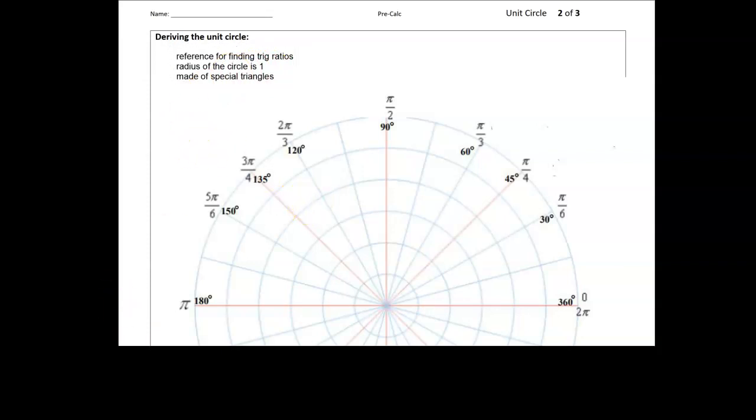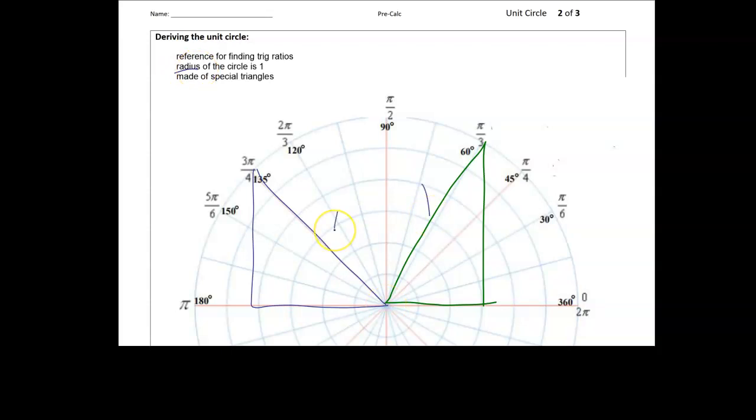So I want to show you what I mean by that by drawing in a couple of these triangles. And then we'll talk about how to fill this out more completely, and I'll leave you to tackle the rest of them on your own. So let's do 60 degrees. So there's my triangle for 60 degrees. And let's do a negative one, we'll do 135 degrees. So there's my triangle for 135. So one thing I told you is that the radius of the circle is 1. So any hypotenuse for all of our triangles is going to be 1.